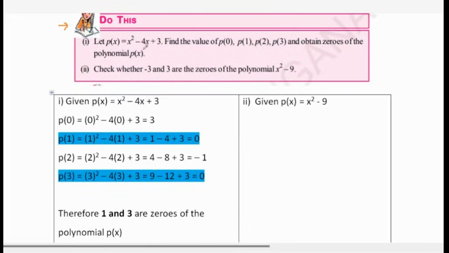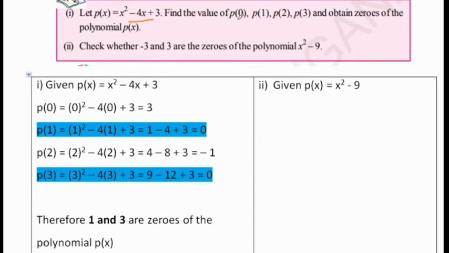Do this first one. P of x is equal to x square minus 4x plus 3. Find the value of P of 0, P of 1, P of 2, P of 3 and obtain the zeros of the polynomial P of x. So P of x is x square minus 4x plus 3. P of 0 will be plus 3.